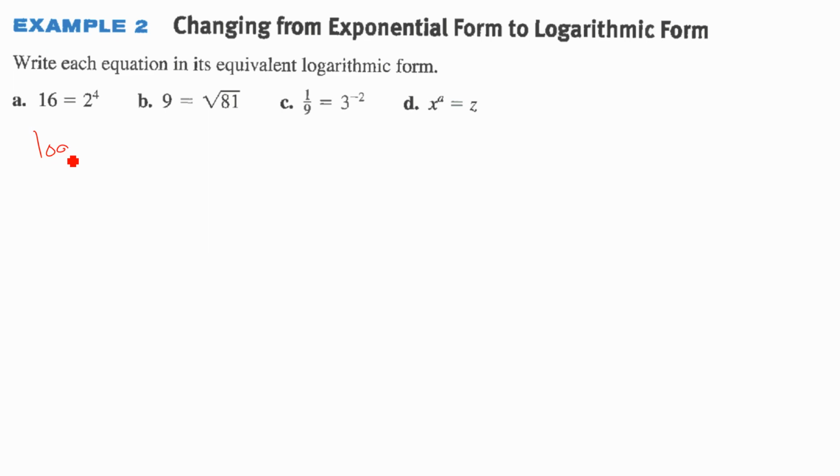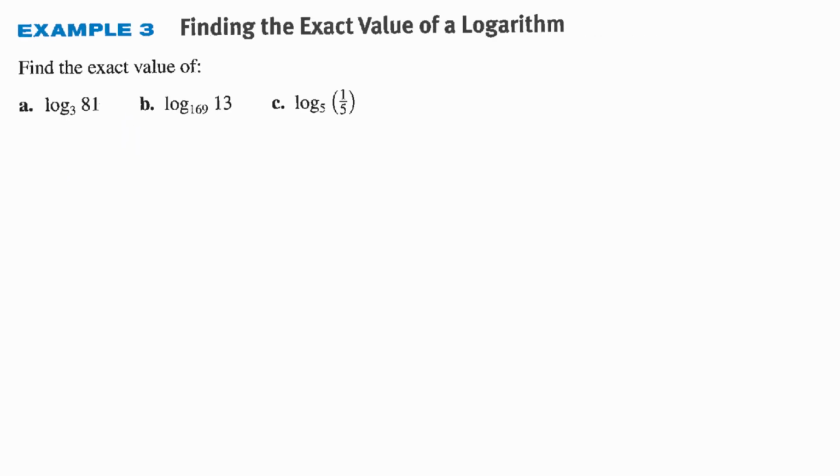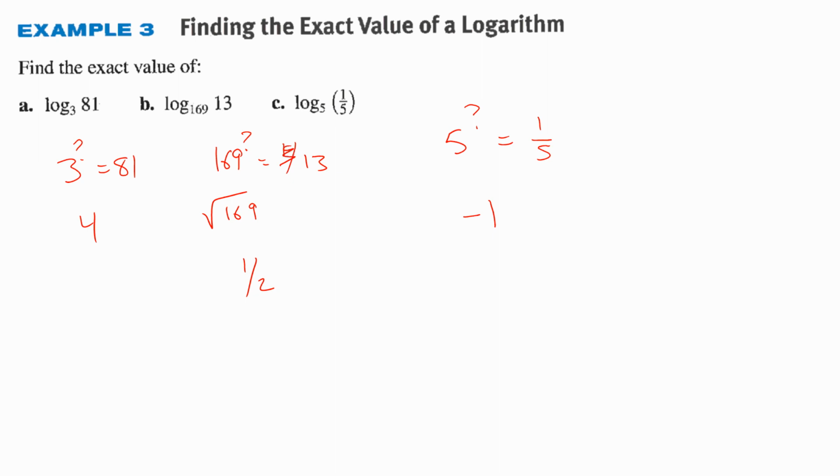So again, log base 2 of 16 is 4. In a logarithm, we're solving for the power. All right, finding the exact value: 3 to what power gets me 81? The answer is 4. On this one, 169 to what power is 13? The square root of 169 is 13, so 1/2 is your power. And on this one, 5 to what power gets me to 1/5? You need to flip it over, so that means -1 is your power.